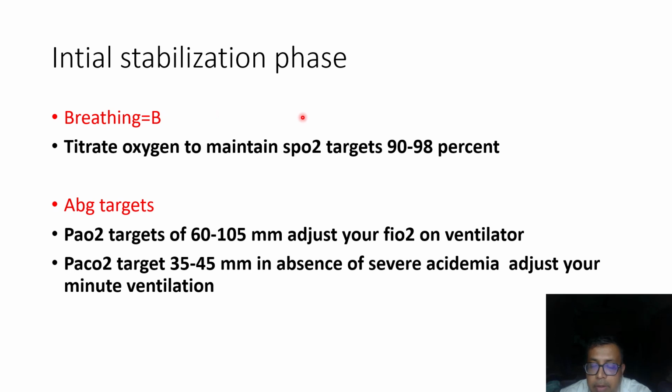The initial stabilization phase also includes assessment of breathing, in which you titrate the oxygen to maintain an SpO2 target, again the recent update of 90 to 98%. So titrate your oxygen to maintain this saturation target. Again, the ABG target, the PaO2 target, should be between 60 to 105. Adjust your FiO2 on the ventilator. PaCO2 target is 35 to 45 in the absence of severe acidemia. Again, adjust your minute ventilation on the ventilator.